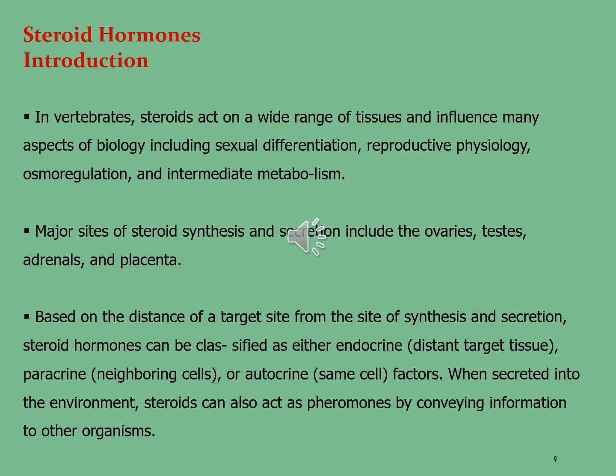Based on the distance of the target site from the site of synthesis and secretion, steroid hormones can be classified as either endocrine, meaning distant target tissues, paracrine, meaning neighboring cells, or autocrine, meaning the same cells. When secreted into the environment, steroids can also act as pheromones by conveying information to other organisms.